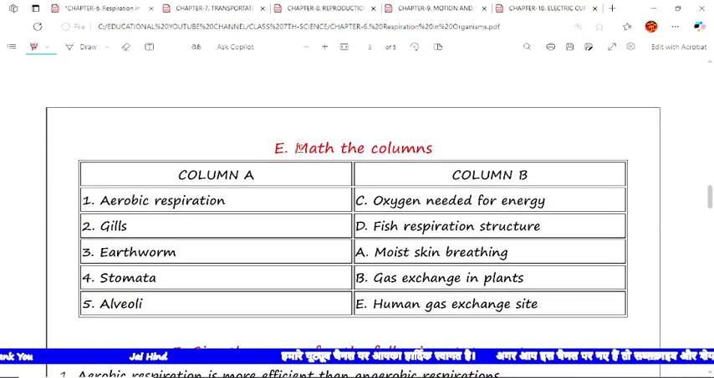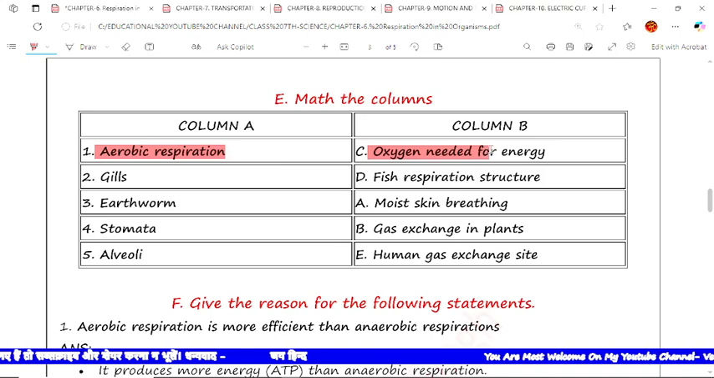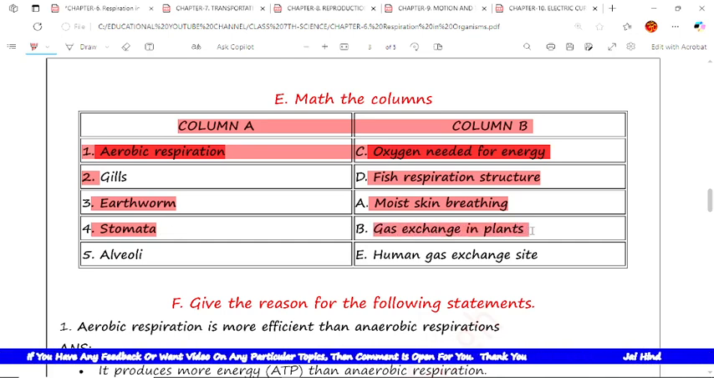Now the next part of the question is match the column. So here I have mentioned the answers. See, aerobic respiration: C, oxygen needed for energy. Now gills: fish use them for respiration, that is D, the correct option. Earthworm: mostly skin breathing. Now the next is stomata. It helps in exchange of gas in plants. Now the next is alveoli, the human gas exchange site.